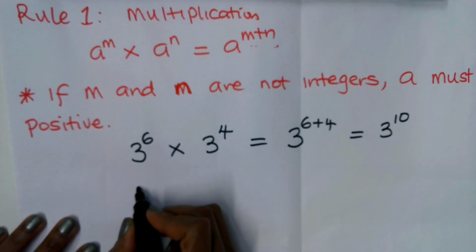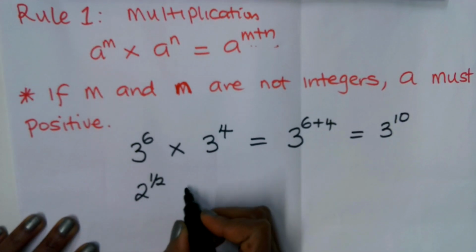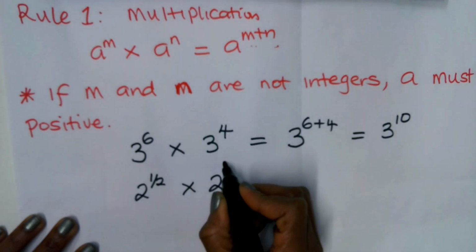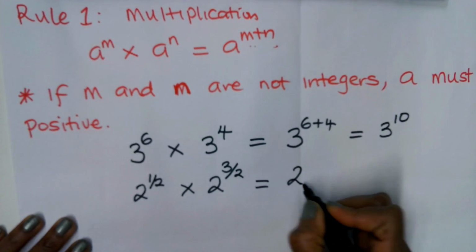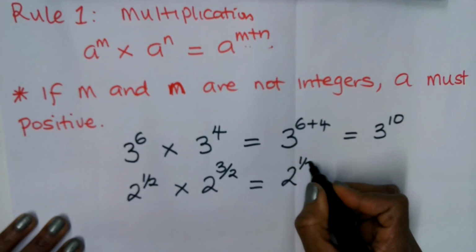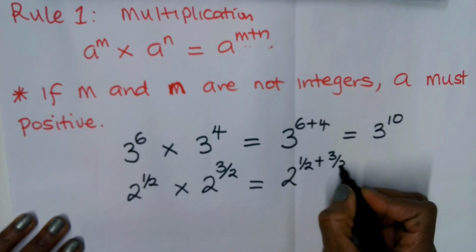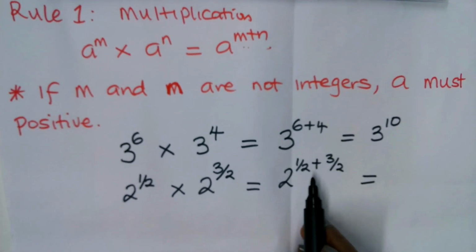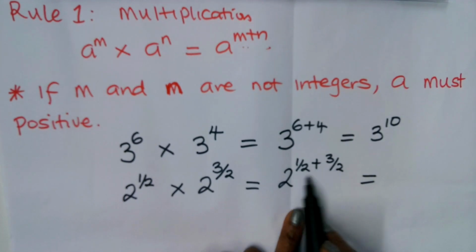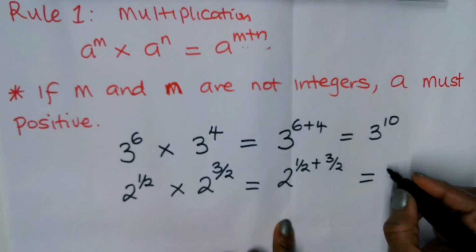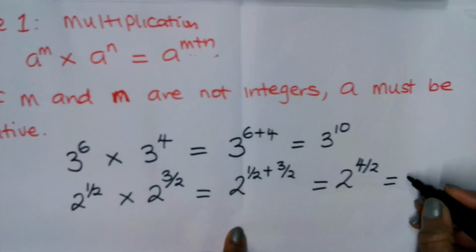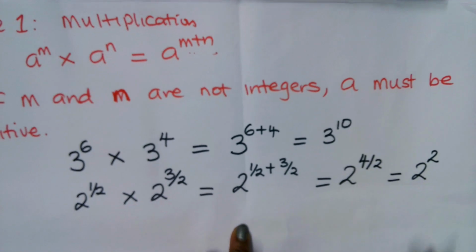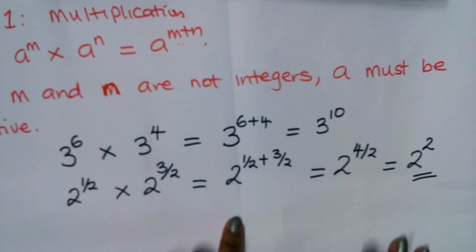So if we have another example, 2 raised to the power of half multiplied by 2 raised to the power of 3 over 2. Next we're going to keep the base and then add their indices. So with the knowledge of fractions, I know that you know how to work this. When their denominators are the same, what we do is add their numerators. So we've got 2 raised to the power of 4 over 2, which is the same as 2 raised to the power of 2. So this is your final answer.